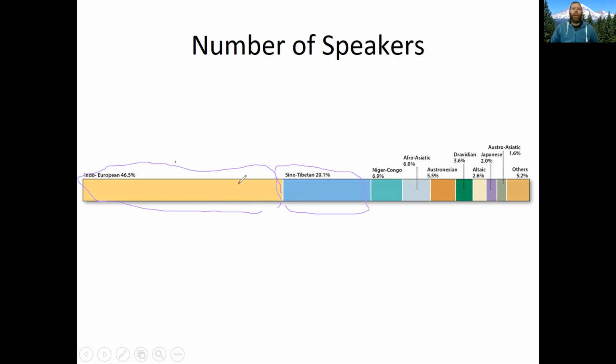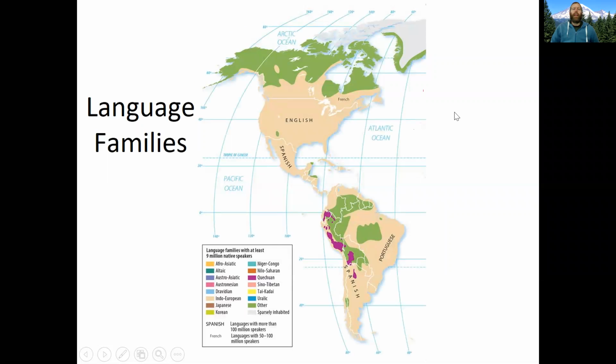But it's important to note the top two by far, and this is a number of speakers, and I don't think this is just native speakers. This is also people who have learned this language. A lot of people might speak their native language and French, or their native language and Spanish, and they would count in this Indo-European. Okay, so let's move on and talk a little bit about the language family.